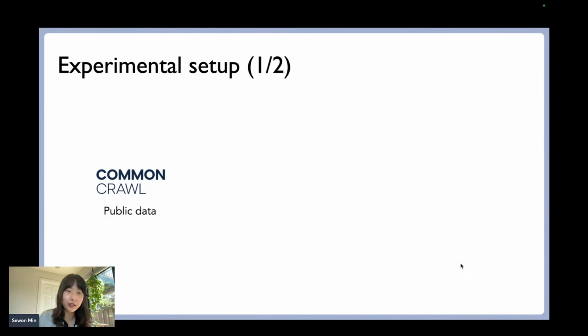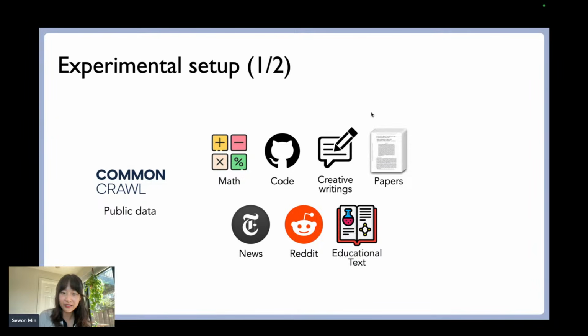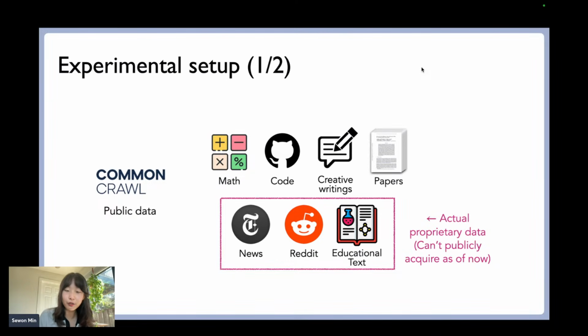Before talking about the result, I'll describe the setup first. The first thing we had to do is to define the data set for our experiment. In particular, we need a public data set as well as a set of private data sets. For public data, we use Common Crawl, and for private data sets, we use a set of domain-specific data sets, including math, code, creative writing, papers, news, Reddit, and educational text. One thing we tried to be intentional about is that some of these data sets are actual proprietary data sets where data owners have some restrictions.